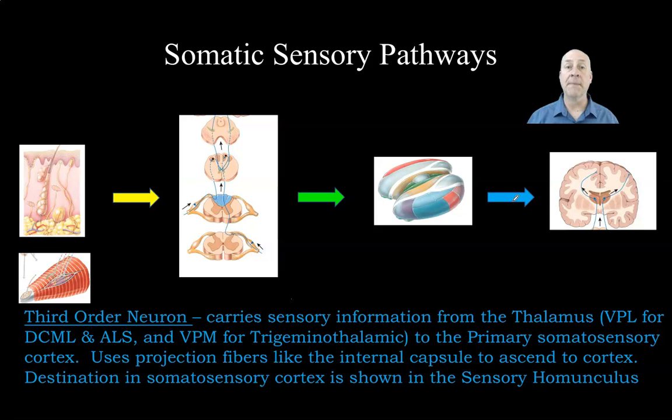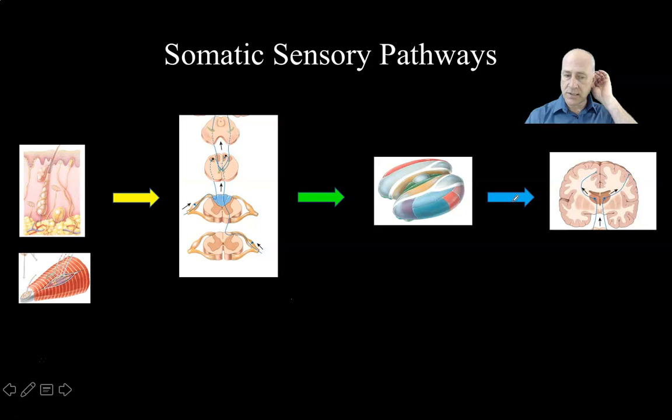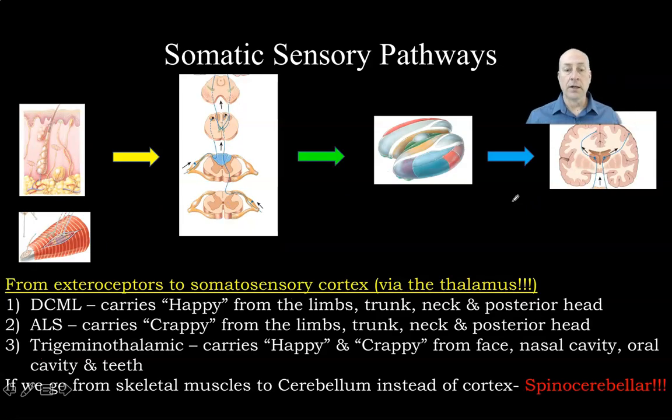What is a sensory homunculus? I'll get to that in a couple slides. And that's the third order neuron connecting the thalamus to the cortex, the primary somatosensory area. Remember, this is all going to the primary somatosensory area of the cerebral cortex, coming from exteroceptors to there via the thalamus. Let's break it out and parse it out.